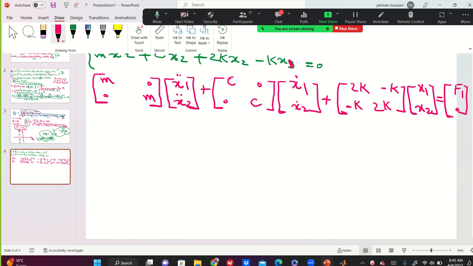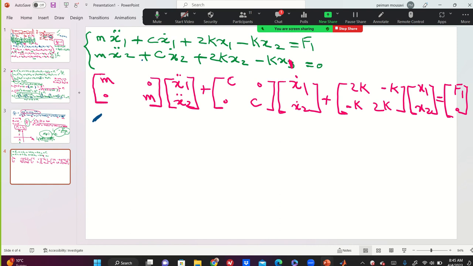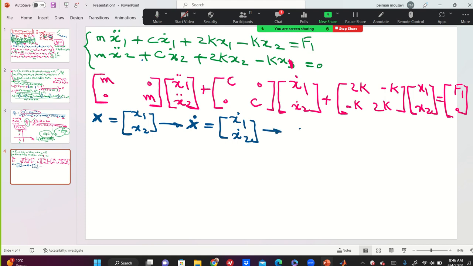Now we define the vector of displacements. How? I say this bold capital X is x1 and x2. So its time derivative, X dot, is x dot 1, x dot 2, and the X double dot is x double dot 1, x double dot 2.